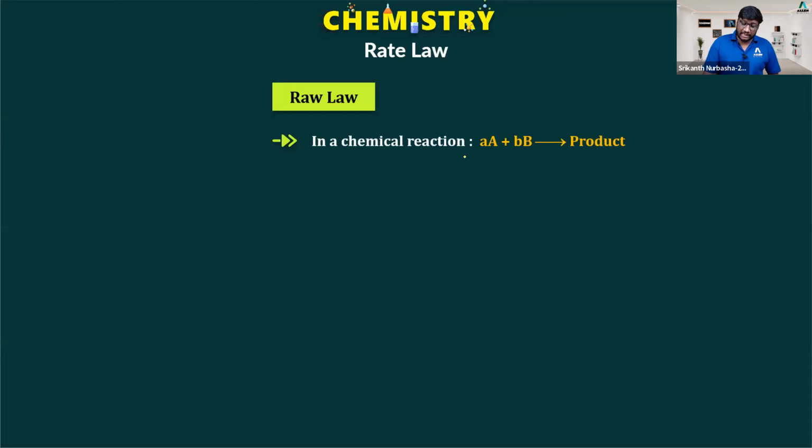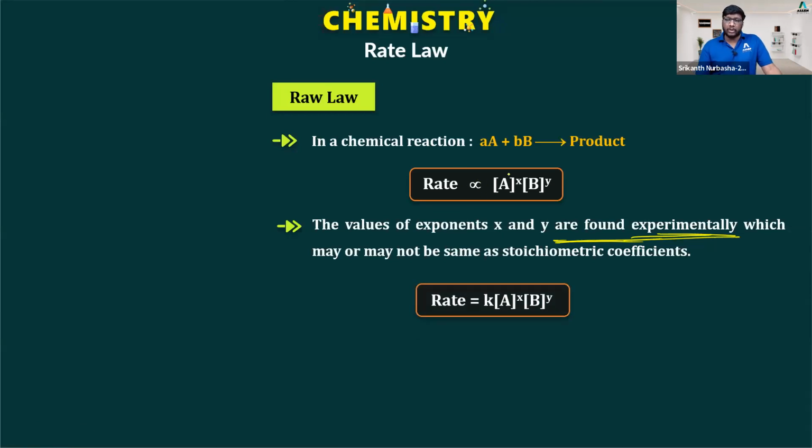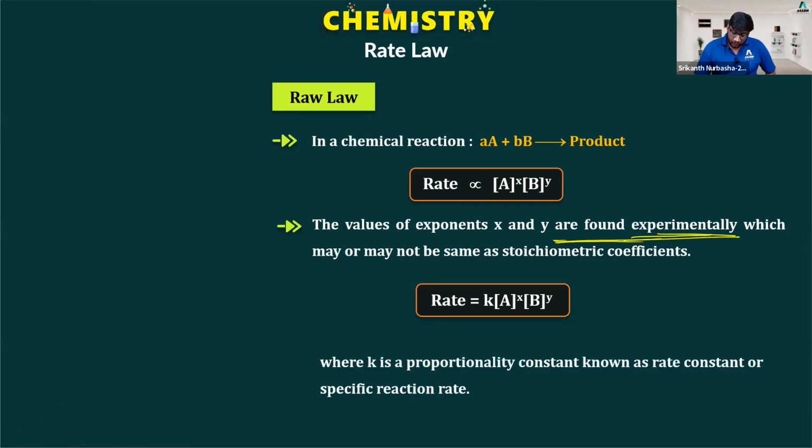Rate law. In a chemical reaction, a moles of A plus b moles of B give products. From the rate law, we can say rate is directly proportional to concentration of A power X into concentration of B power Y. The values of exponents X and Y are found experimentally, which may or may not be the same as the stoichiometric coefficients. Whenever there is a proportionality, I have to remove the proportionality and insert a constant. So rate is equal to some constant K, the rate constant, into concentration of A whole power X into concentration of B whole power Y, where K is the proportionality constant known as rate constant or specific reaction rate.